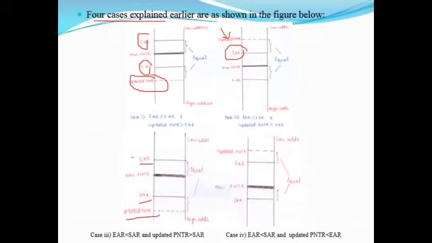So here I consider EAR is greater than SAR, and here SAR is greater than EAR. Similarly here you can see that the updated pointer is greater than the end address register, whereas the end address register is greater than the starting address register. So this is what we consider in the circular addressing mode.